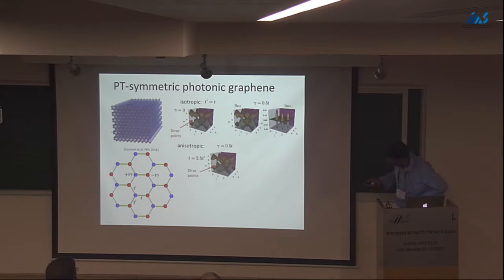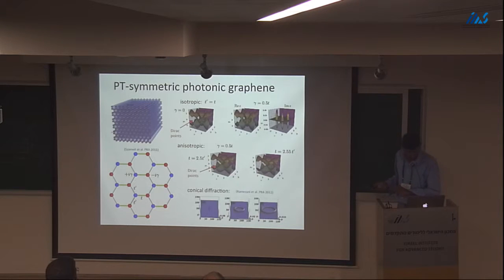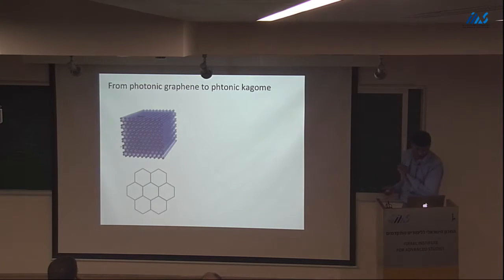Well, it depends. If you choose T and T prime arbitrarily, then you will get a gap, but for very special values of T and T prime, you do get Dirac points here. And also, if you put a Gaussian wave packet here, you will get some kind of conical diffraction which will spread into rings in this fashion. The detail can be found in this paper.